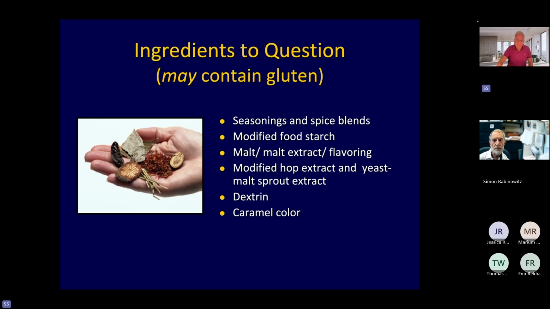Again, modified food starches, malt extract. Again, because of increased labeling that is now required by the FDA, and who knows what's going to be happening with our present administration, foods usually have to have a label saying whether or not they contain gluten or not. Not all do, but many more do than was indicated previously.